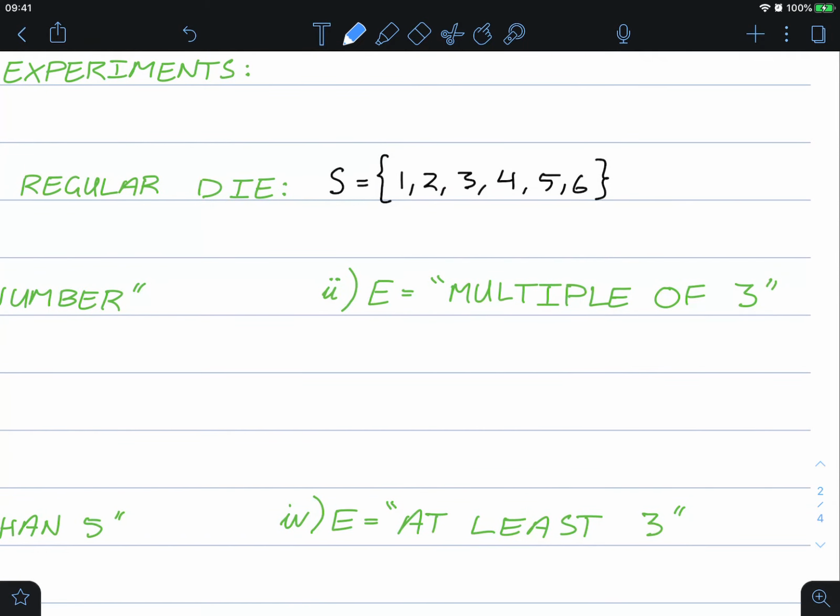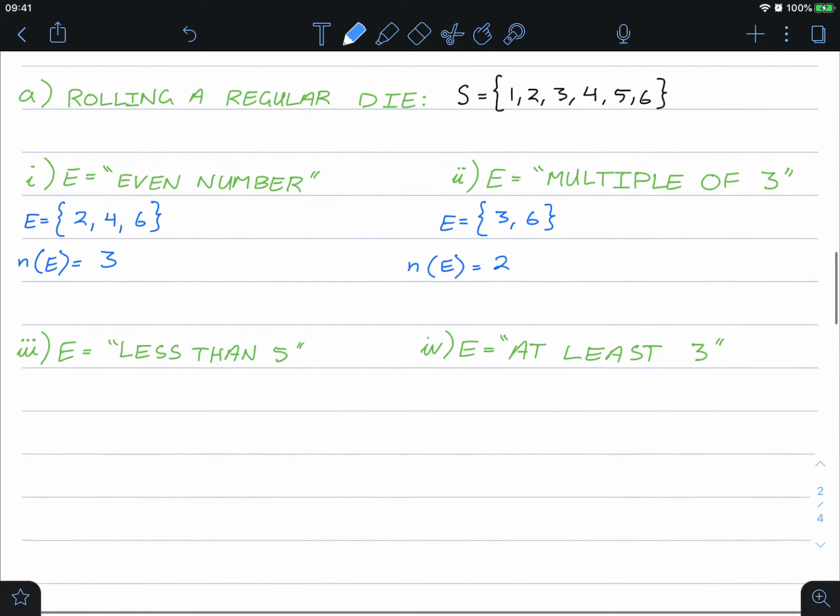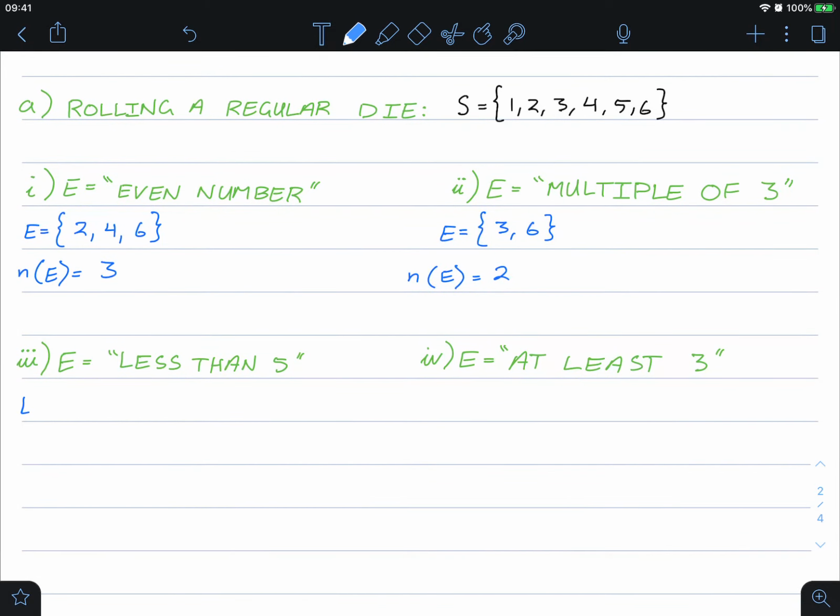Multiples of 3 is our event. The favorable outcomes of this, well, multiples of 3 are 3 and 6. The number inside this is 2 different outcomes. Less than 5. Once again, we can write E equals squiggly bracket, less than 5, 1, 2, 3, and 4. The number inside of E, for this case, is 4.